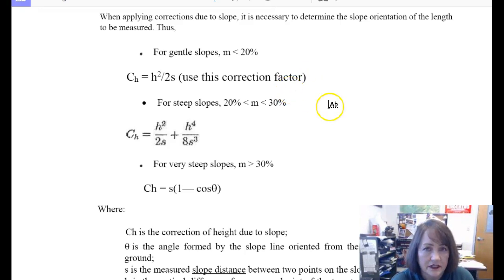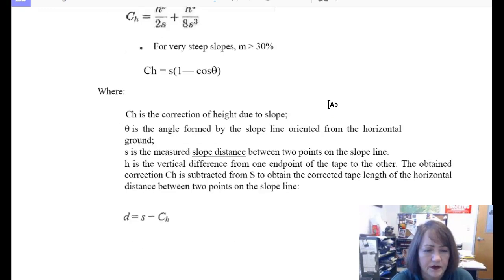And they're also very, very small. So if you have a 100-foot pole, you wouldn't expect a correction of more than 1/10 or so of a foot, and that would actually be quite large. All right, so our second correction.